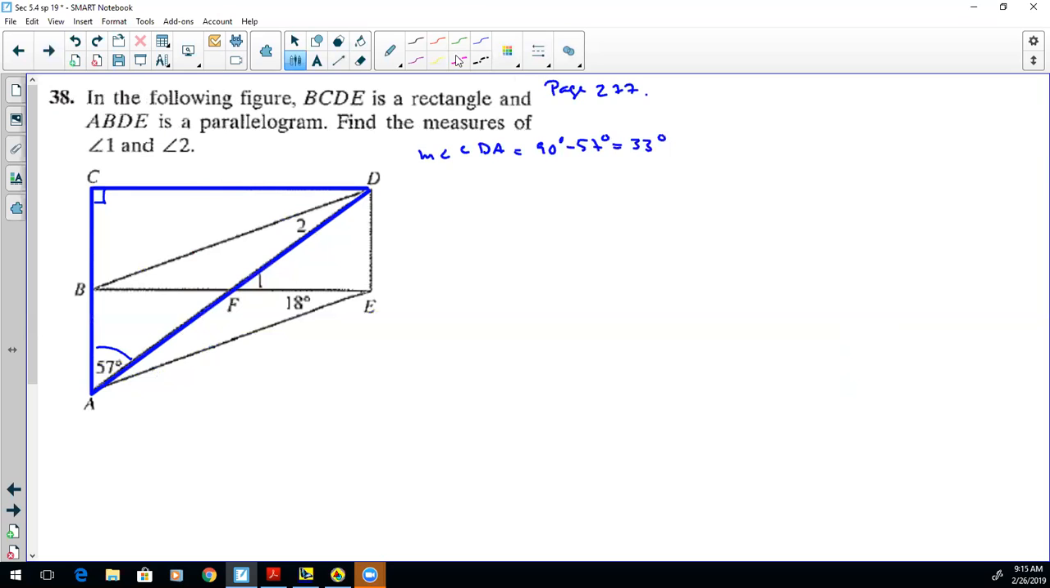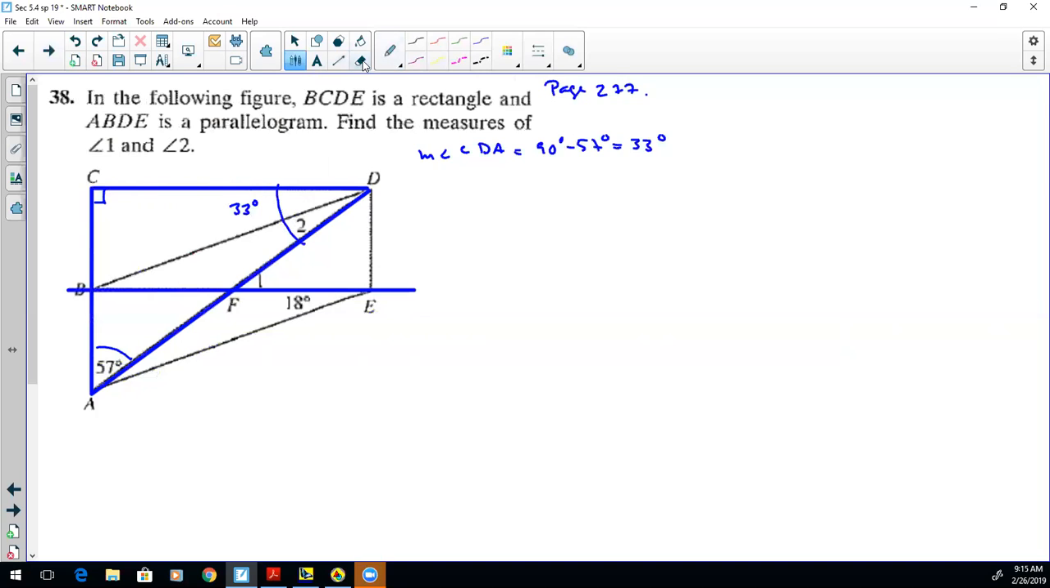All right, let's keep this in mind too. CD and BE. Since this is a rectangle up here on top, it's also a parallelogram. So, excuse me, I back up. I need to write this in here. This whole angle here is 33 degrees.